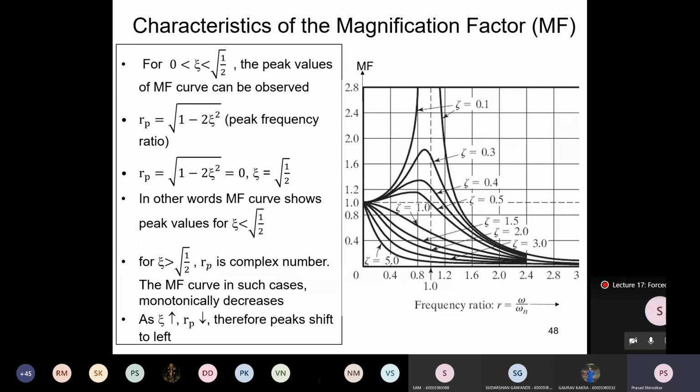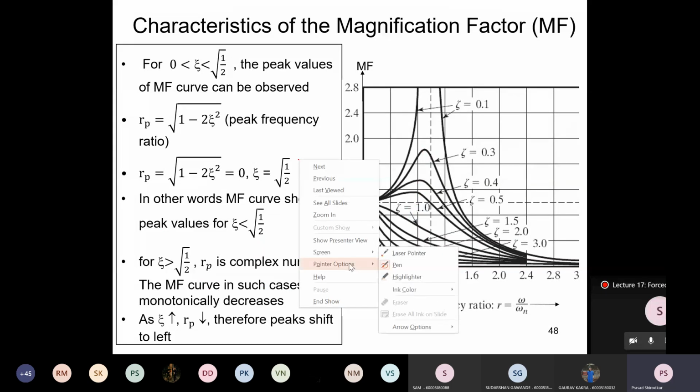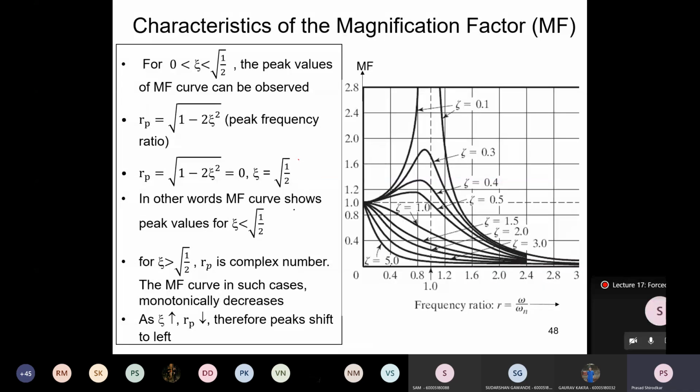I have summarized all the points on the slide. Again, go through them, and if you have any questions, please ask. Now this Rp is called the peak frequency ratio. Everything is clear? No questions? Can I move? All right, I think I can go to the next slide now.